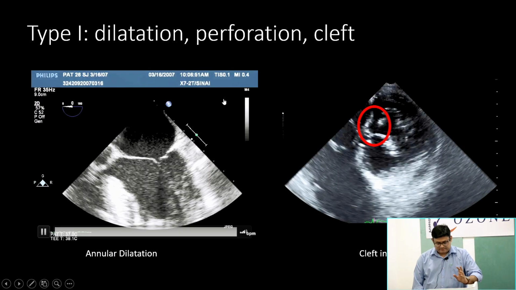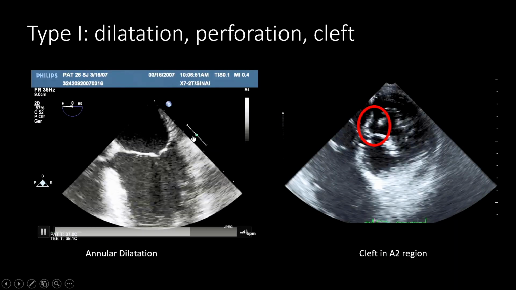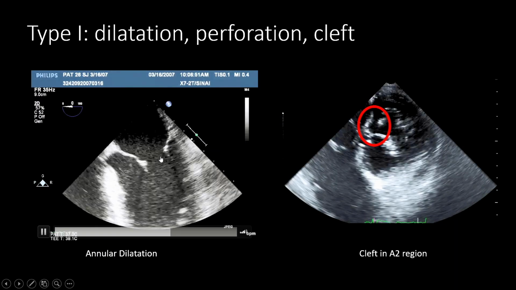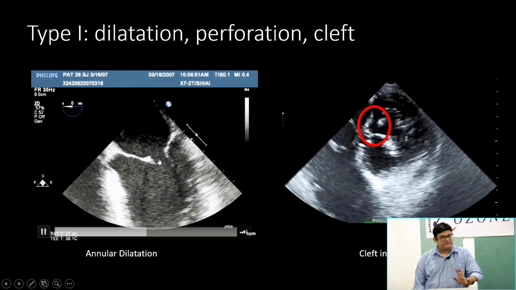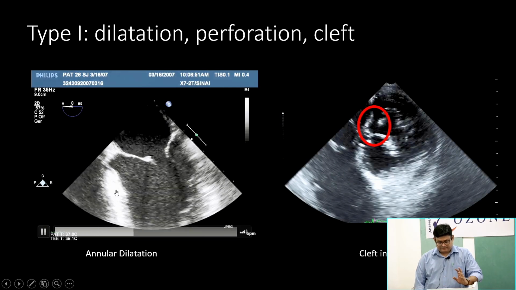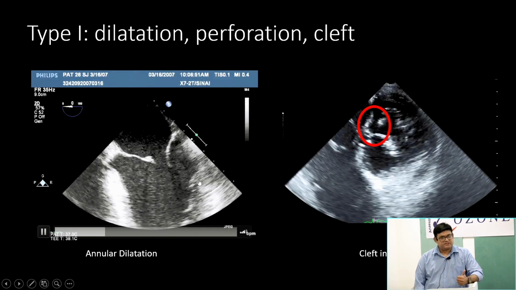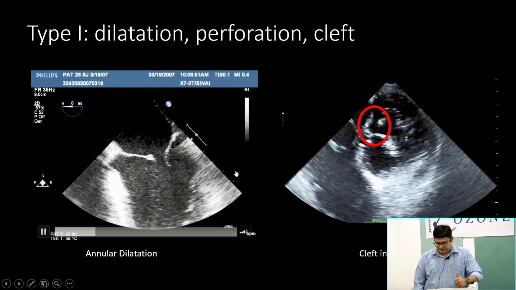So this is an example of ring dilatation. You can see the mitral valve annulus is quite dilated. There is a small coaptation defect in the center. The LV function looks quite good. Okay, so this is type 1 MR.